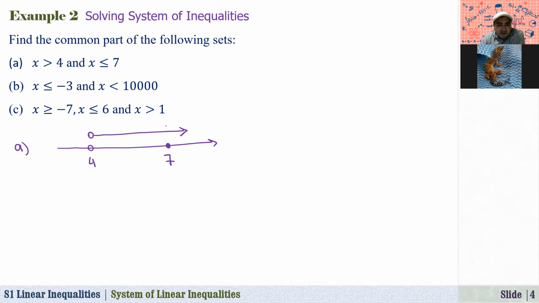So what numbers are less than or equal to 7? All numbers that are left of 7. I can just show this like this. Now the parallel line, right? I can just shade this. Here we have a common part.